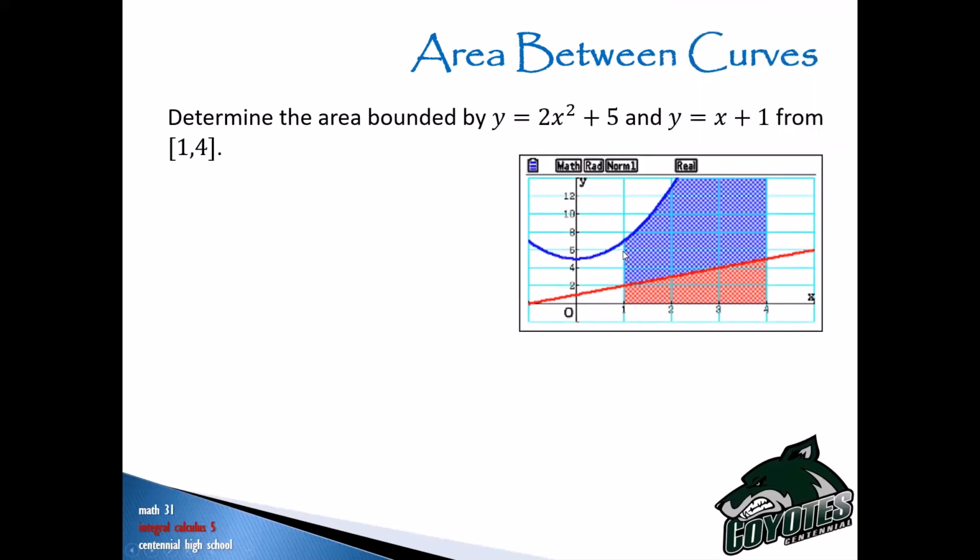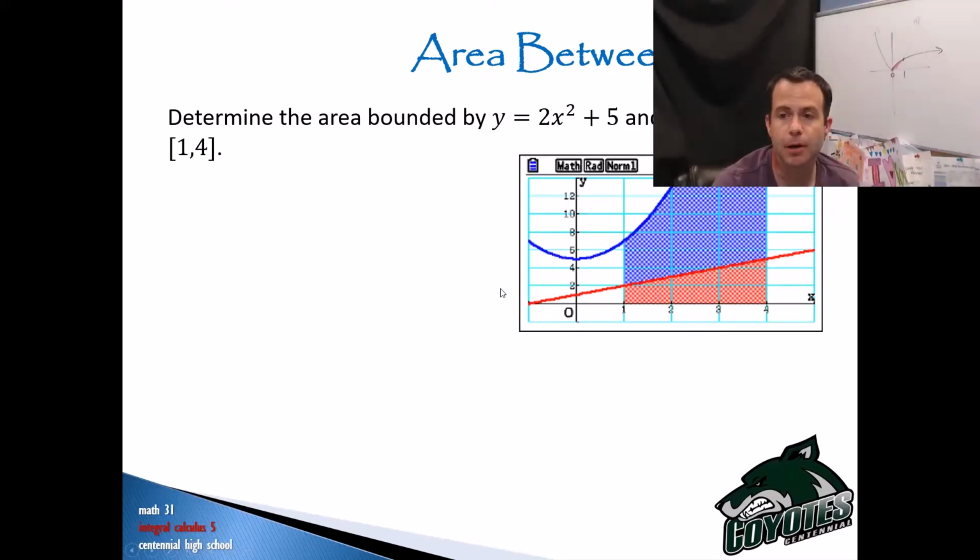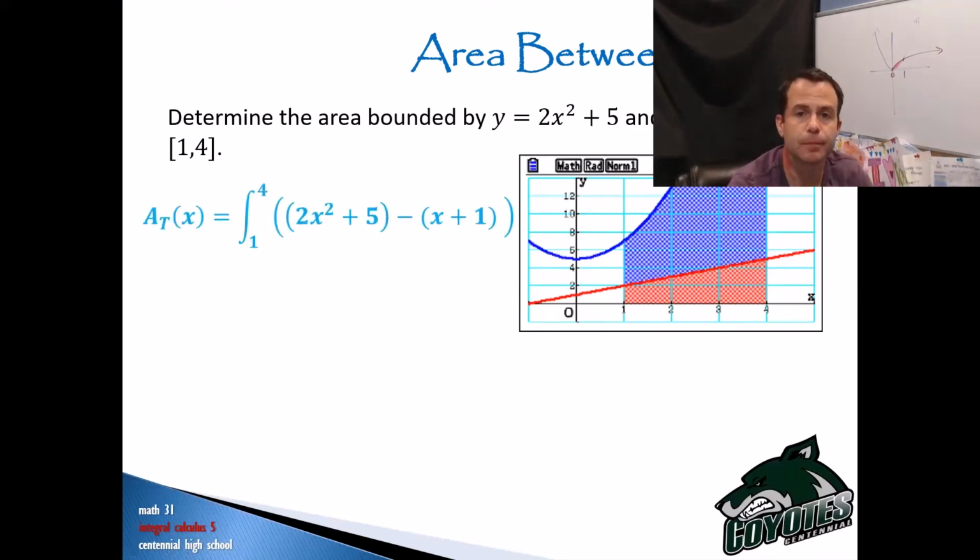I've got y equals 2x squared plus 5, and y equals x plus 1 is my red guy. So I can see that 2x squared plus 5 is always on top. All right, so I'm going to end up going the integral of 2x squared plus 5 minus x plus 1, and I'm going to do that from 1 to 4.